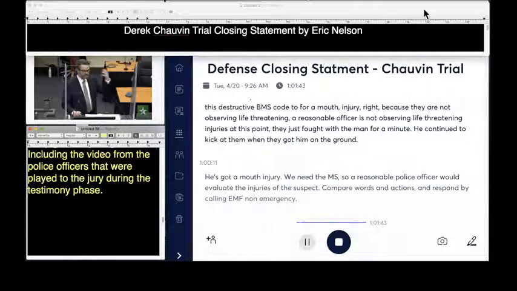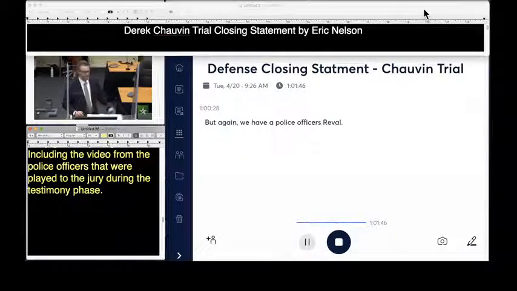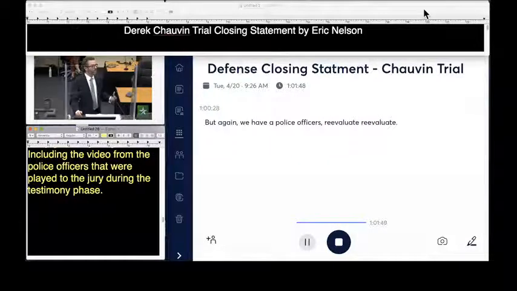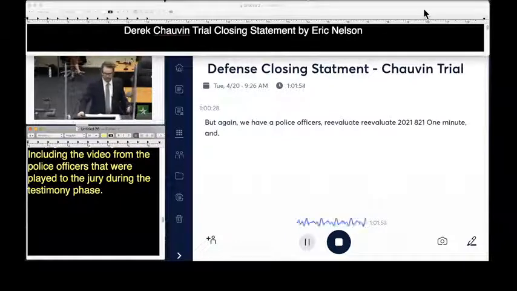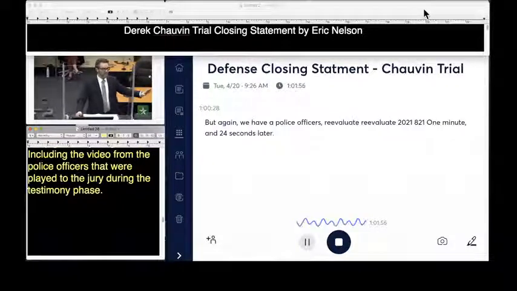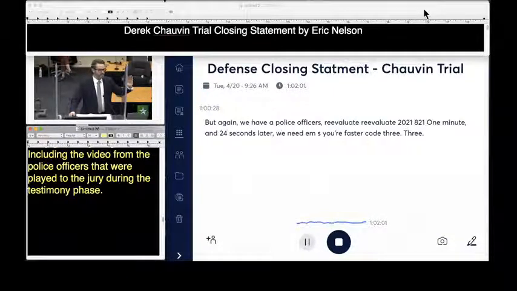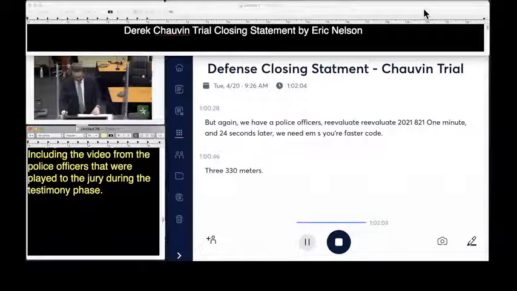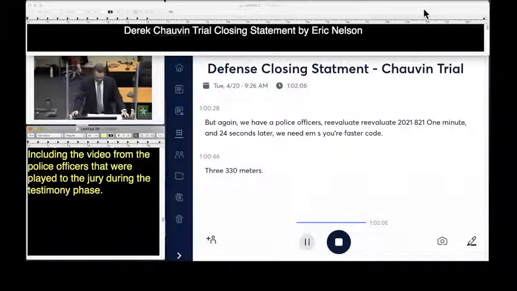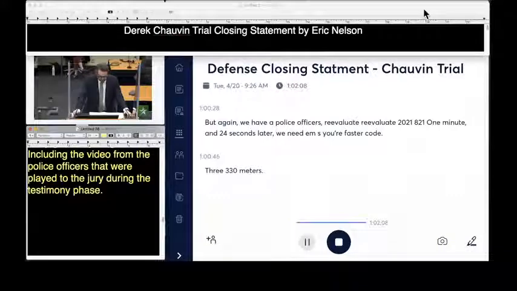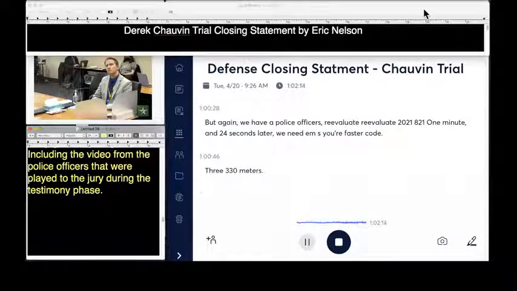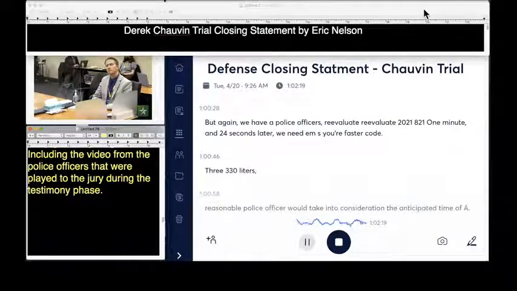But again, reasonable police officers evaluate, reevaluate. 1 minute and 24 seconds later: we need EMS here faster. Code 3. We need him here faster. A reasonable police officer would take into consideration the anticipated time of an emergent response.